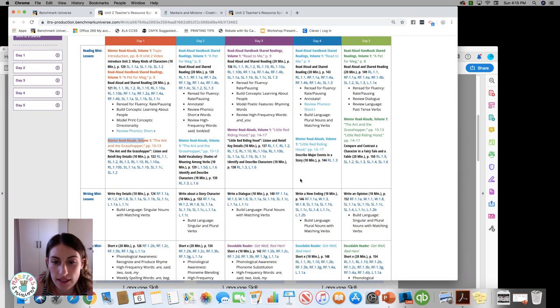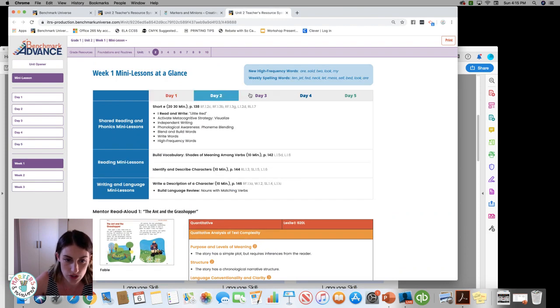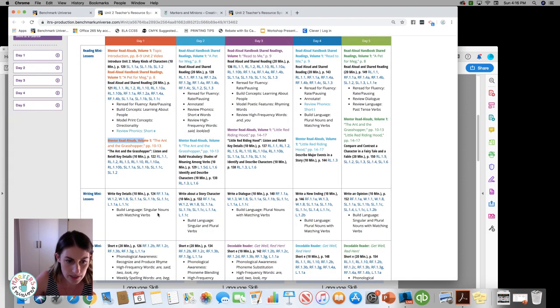All right, then I see on day 4, we've got the describe major events in a story, and then day 5 is the compare contrast lesson. So I'm just gonna write describe events and then compare contrast. So that is pretty much all for week 1, and the skills are the same for national. No differences there. And now the language skill is going to be singular nouns with matching verbs.